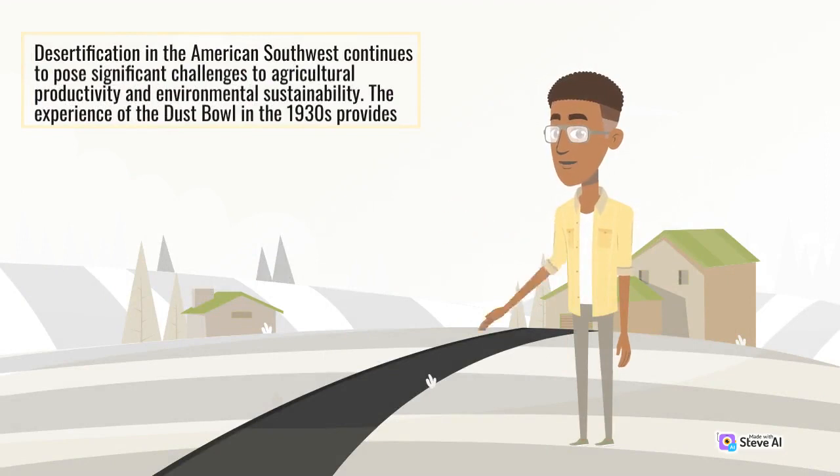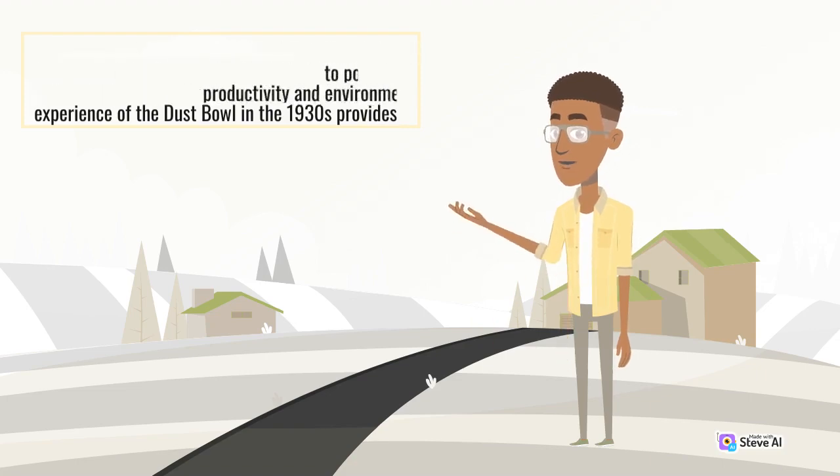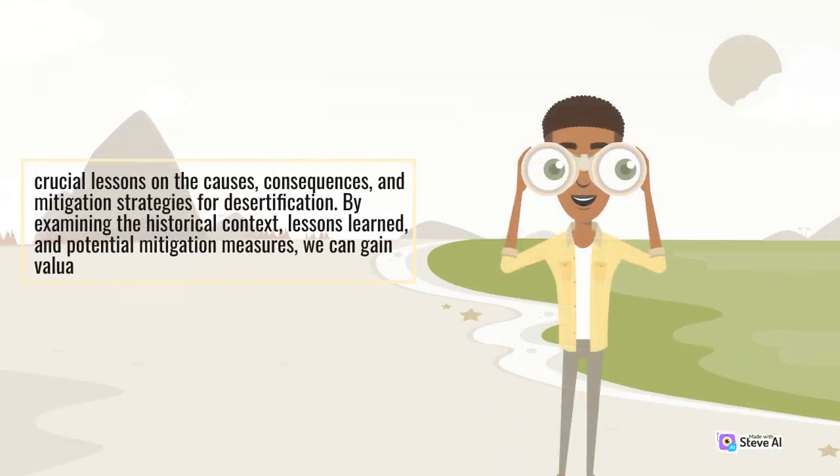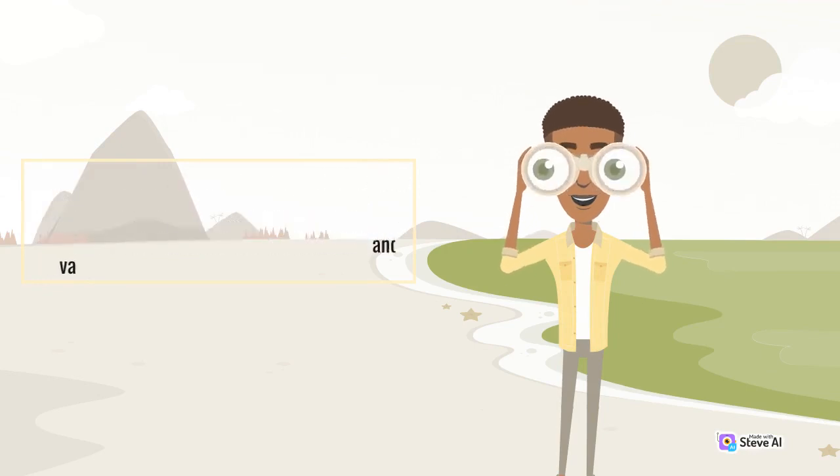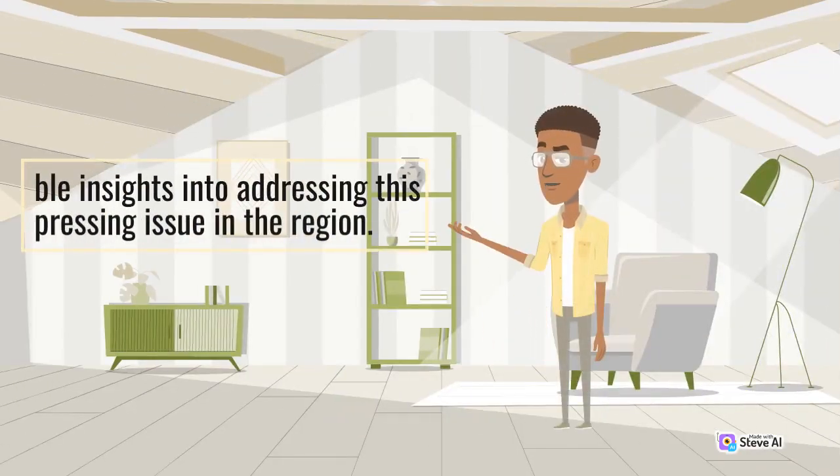Desertification in the American Southwest continues to pose significant challenges to agricultural productivity and environmental sustainability. The experience of the Dust Bowl in the 1930s provides crucial lessons on the causes, consequences, and mitigation strategies for desertification. By examining the historical context, lessons learned, and potential mitigation measures, we can gain valuable insights into addressing this pressing issue in the region.